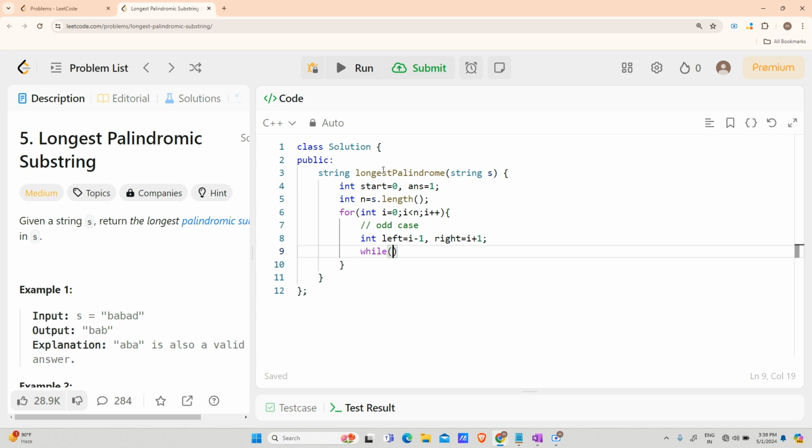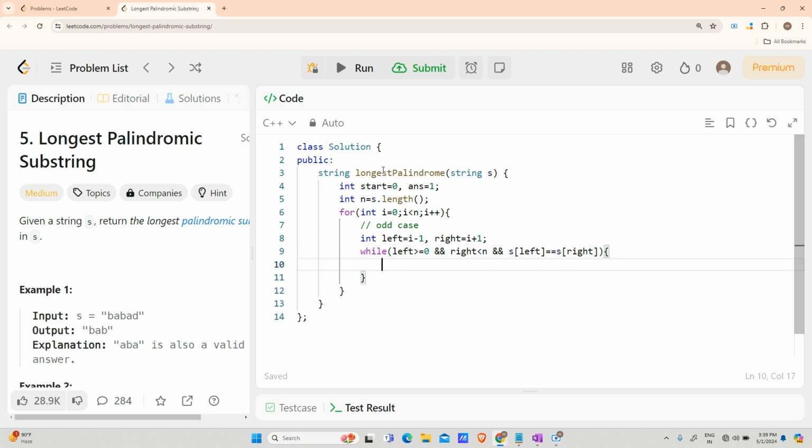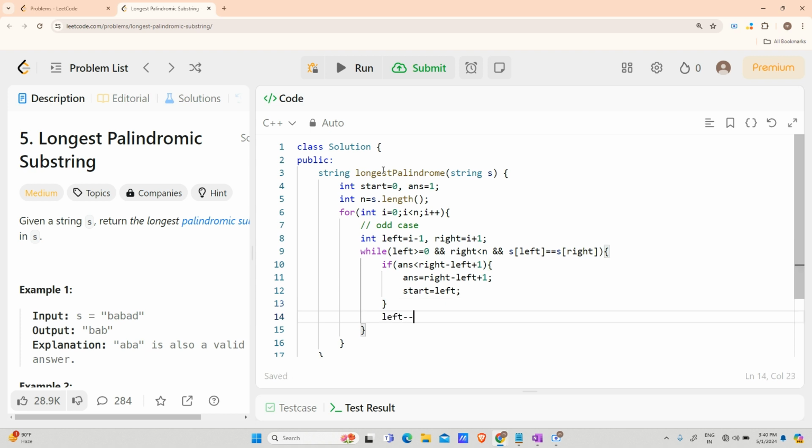Now while my left is greater than or equal to 0 and my right is less than n, and the characters at both indexes are equal, in that case I will check if my answer is less than right minus left plus 1. In that case I will change my answer to right minus left plus 1 and my start to left, because that is where the substring will start. And after that, left minus minus and right plus plus.